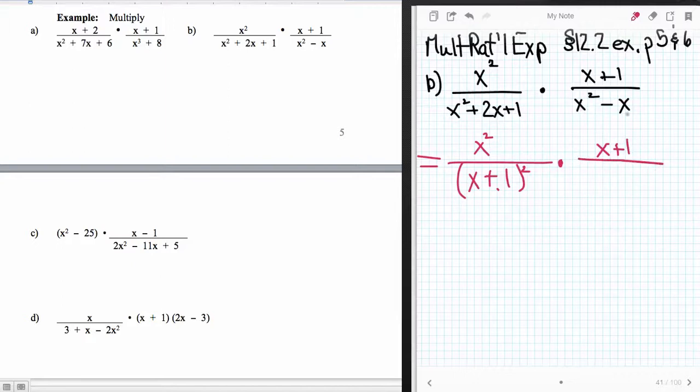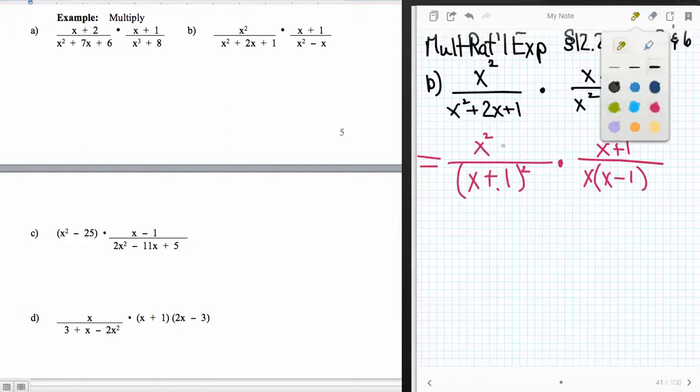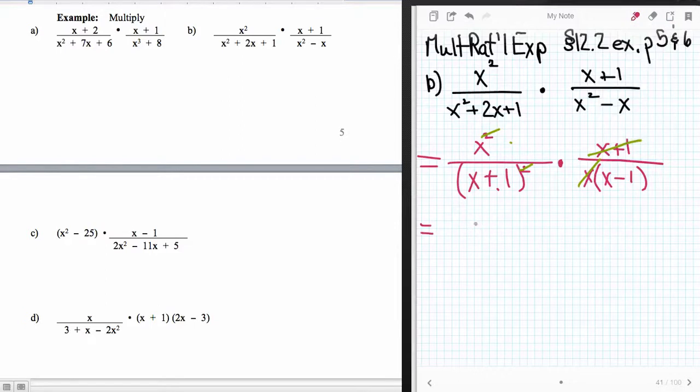And then x squared minus x has a GCF in it. So we're going to take out the GCF, which is an x, and that's going to leave us with an x minus 1. And now we're going to go ahead and cancel. So we have one of those x's, which will cancel with one of these. And then one of those x plus 1s will cancel with that x plus 1, and then we can rewrite it. So we're going to have a numerator that looks like 1 times x, which is x, and a denominator that looks like x plus 1 times x minus 1.